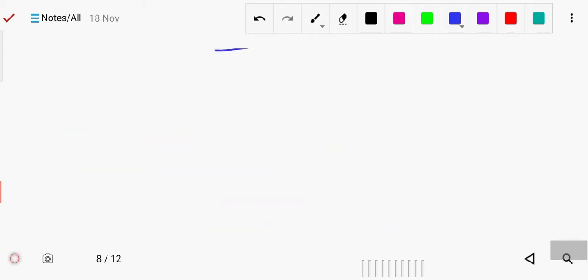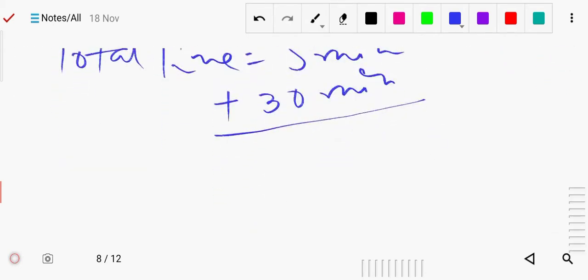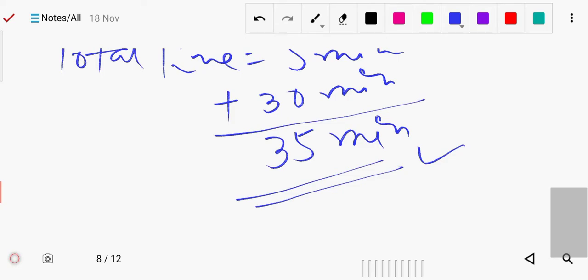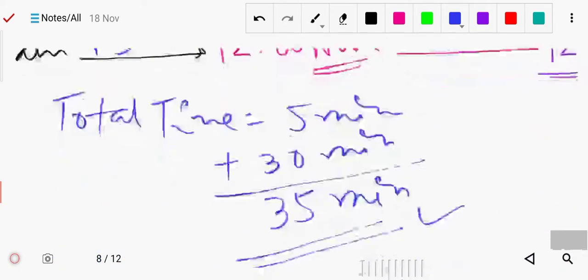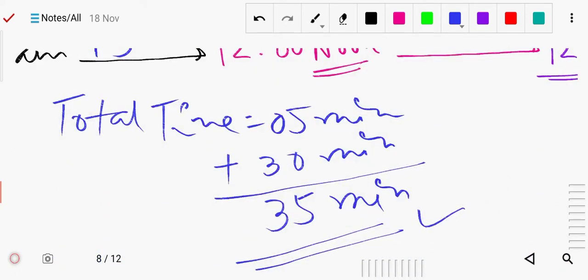So 5 plus 30, it is 35 minutes. How much total time has it taken? 35 minutes. So that's your answer, 35 minutes. Likewise you can do it, or either you can put 0. It will be easy. So now this is your answer.